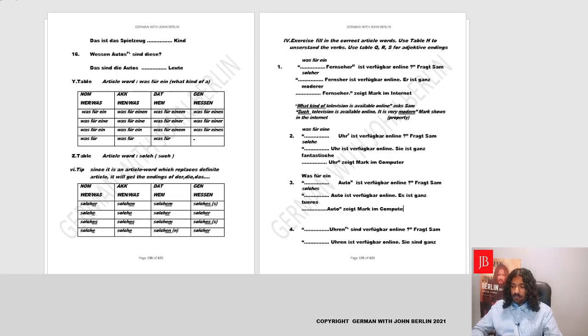Now we even have a plural version here. Let's see if we can do it together. Okay. Right. What kind of watches are available online? Yes. Uhren sind verfügbar online. Ask Sam. So basically we go to subject, nominative, and what kind of, plural. Here we'll just say was für. Yes. Because there is no indefinite article for plural. We'll simply say was für, what kind of watches.